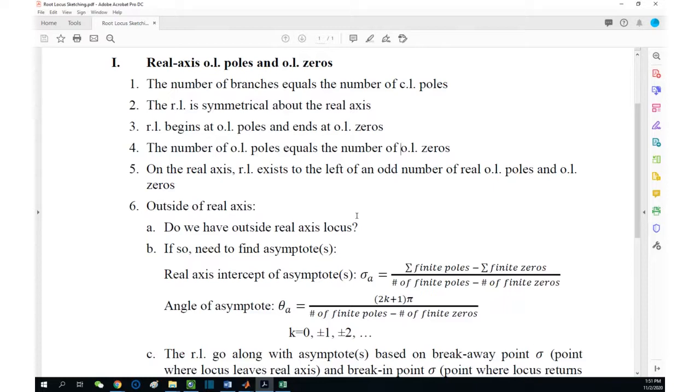However, the ending point might be infinity. Okay, don't take me wrong. The ending point might be infinity. That's possible, but still that is an ending point. So your number of starting points equals the number of ending points. This is how you understand it.